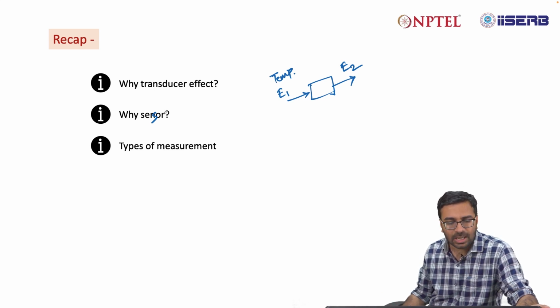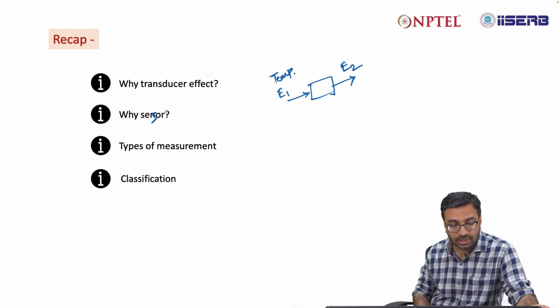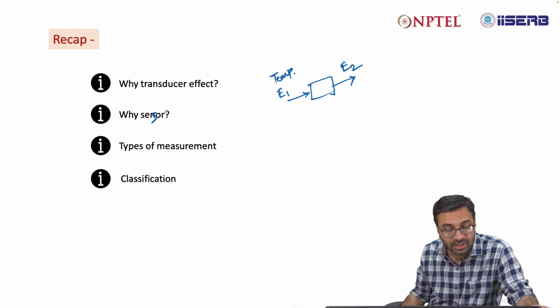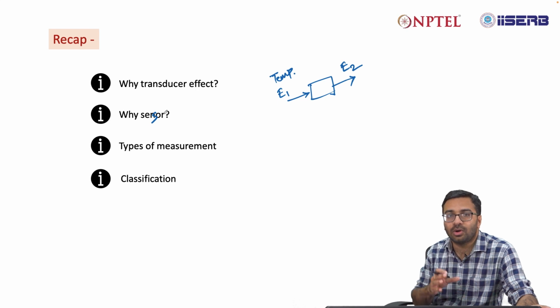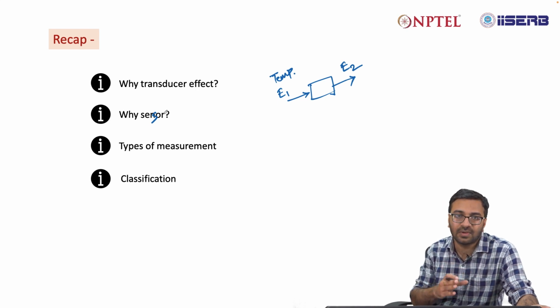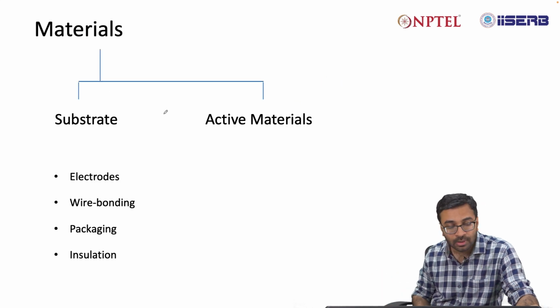We also have discussed types of measurements so far. What are the different types of measurements associated with sensors? Then we have seen the classifications of sensors, how and on what basis we can classify or segregate different types of sensors.